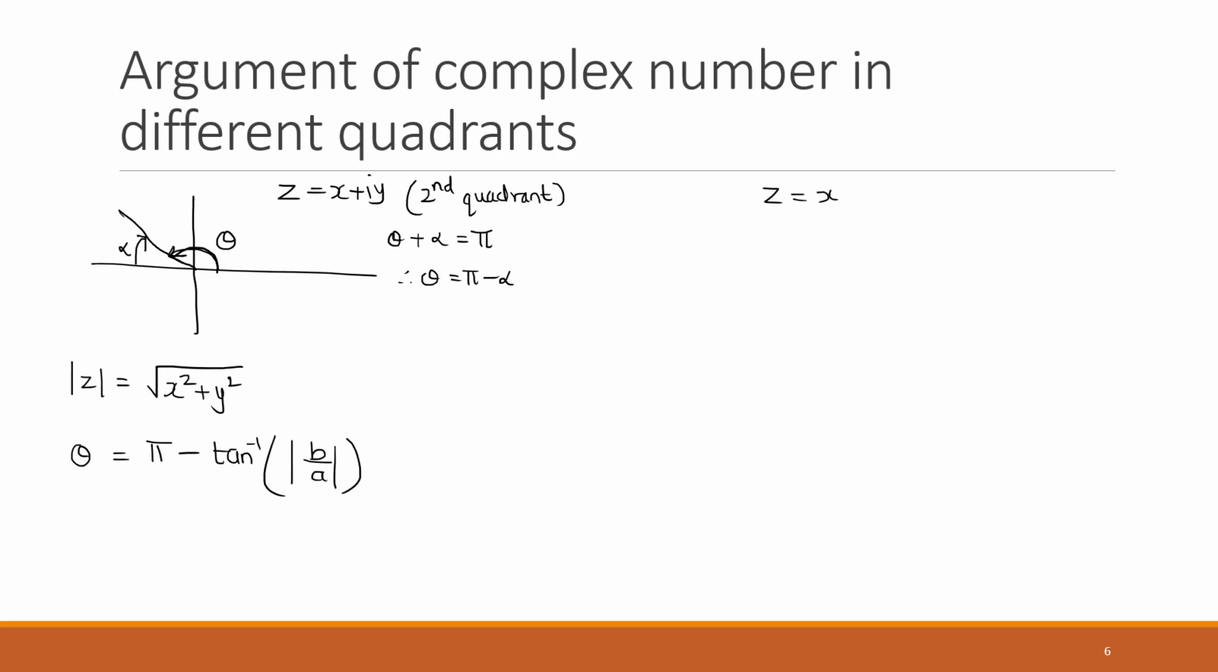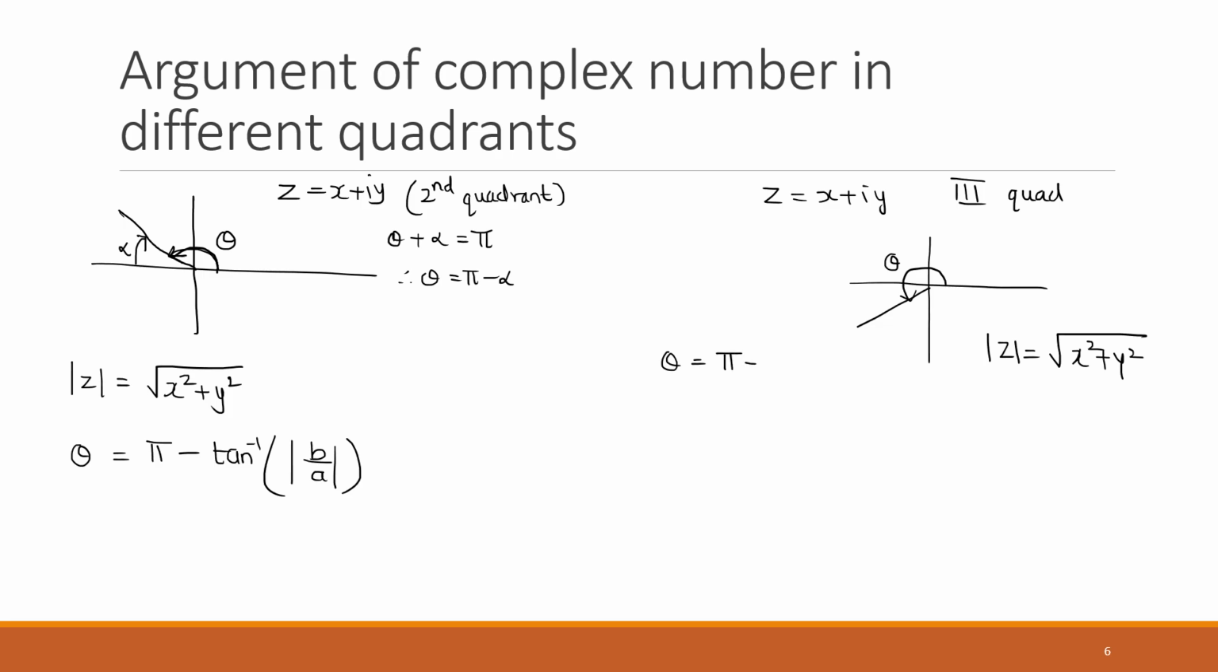Similarly, if z equal to x plus iy lies in the third quadrant, where does it lie? Third quadrant. It will be somewhere here. Then we always measure the angle with the positive x-axis. So this will be my angle theta. Correct? So here mod z remains the same, no doubt: the square root of x square plus y square. My theta will be pi plus tan inverse mod of b by a.